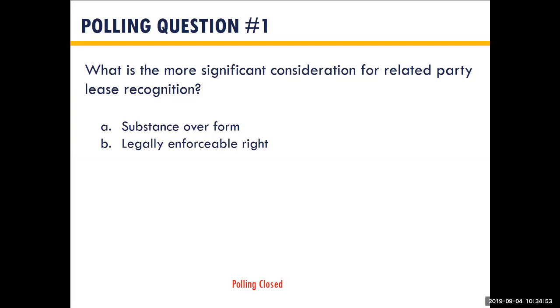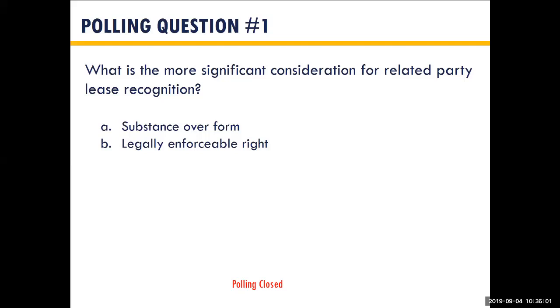First off, we have a polling question here. The more significant consideration for related party lease recognition, we should clarify this is under topic 842, the new lease standard: substance over form or legally enforceable rights?